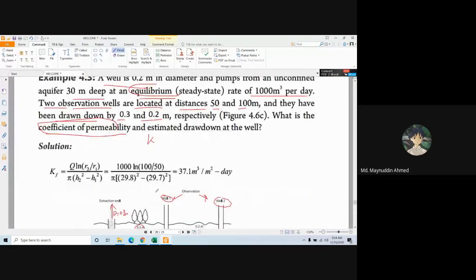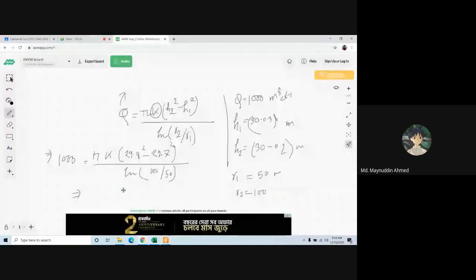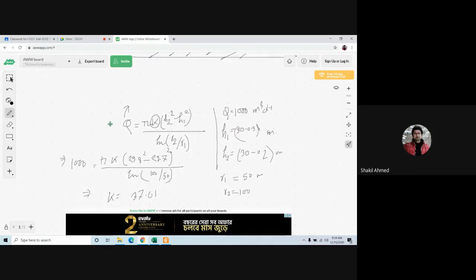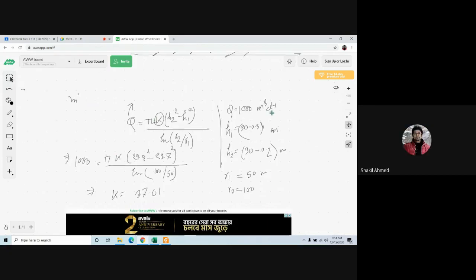37.08. So you can write K equals 37.01. The question is, what will be the unit? The unit will be meter cube per day. Why? Because Q was in per day. Remember, okay?